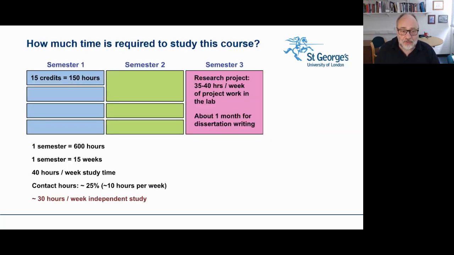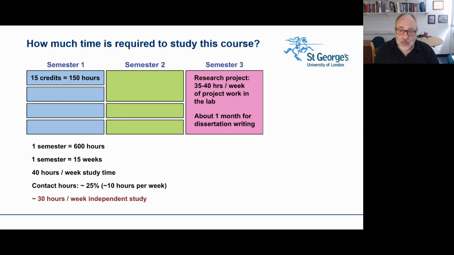Just to give you an idea, how much time is involved in studying on this course. Formally, a 15-credit module is typically equated with 150 hours of study, of which only a small fraction though are actual contact hours, involving workshops and seminars. And obviously, there's always going to be a lot of self-study involved on a course like that.